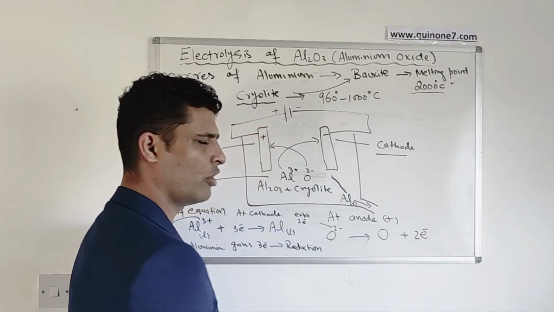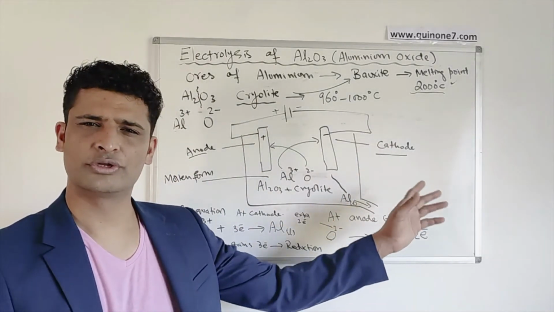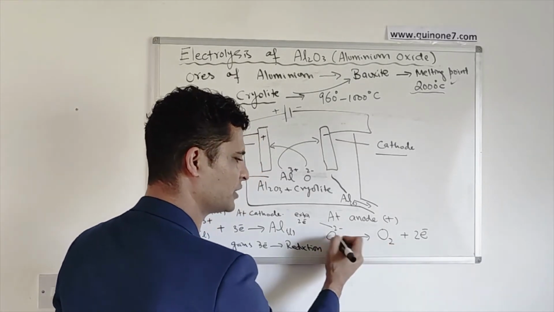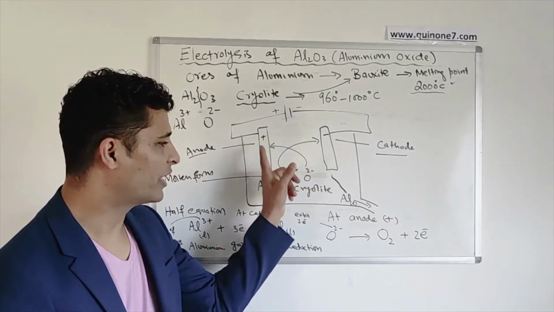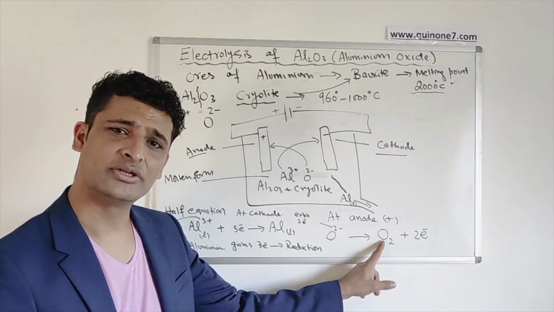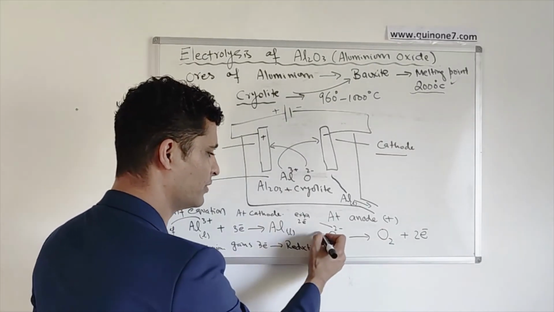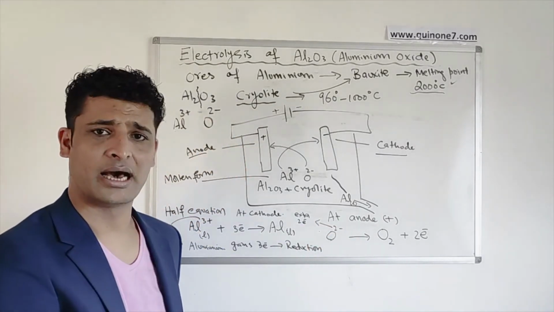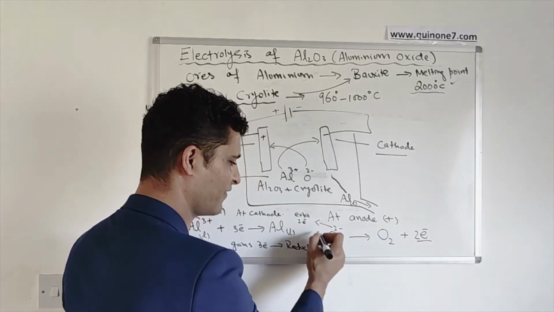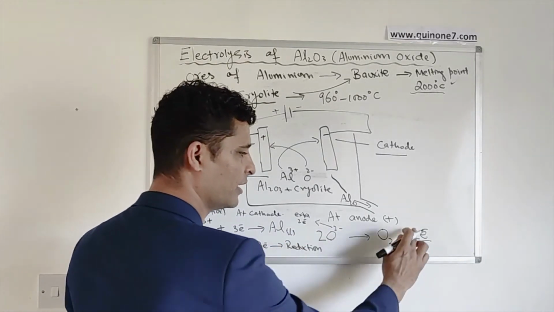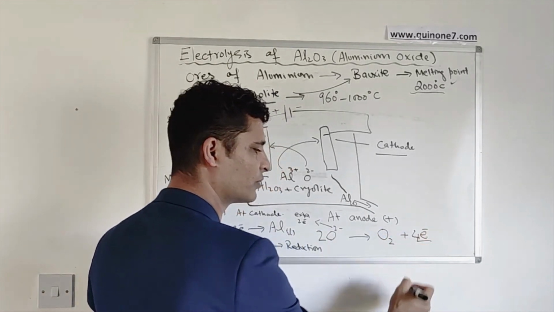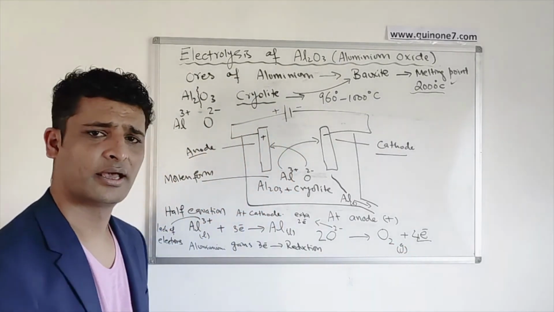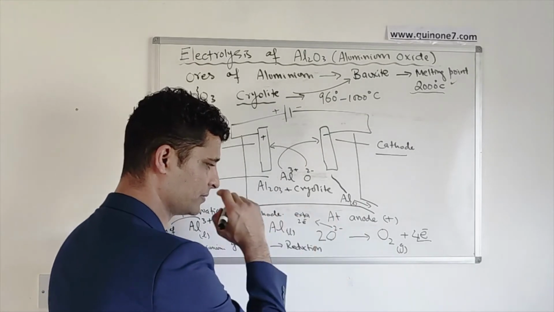Now, oxygen, hydrogen, fluorine, chlorine, bromine, they cannot stay in the form of just O. So 2 oxygen ions will go there and combine together into O2 form. Each oxygen ion will lose 2 electrons. If I put 2 oxygen ions, all together they will lose 4 electrons, and it will be a gas which is produced in the solution.